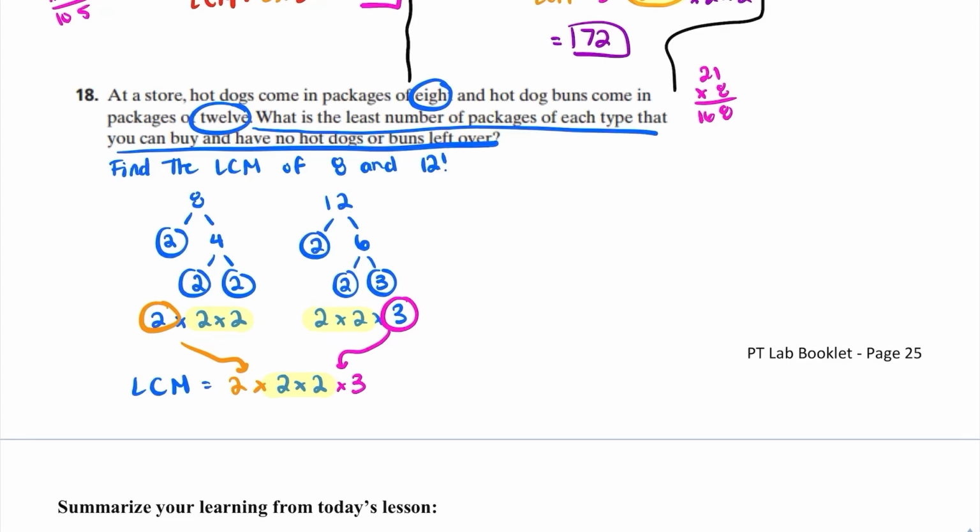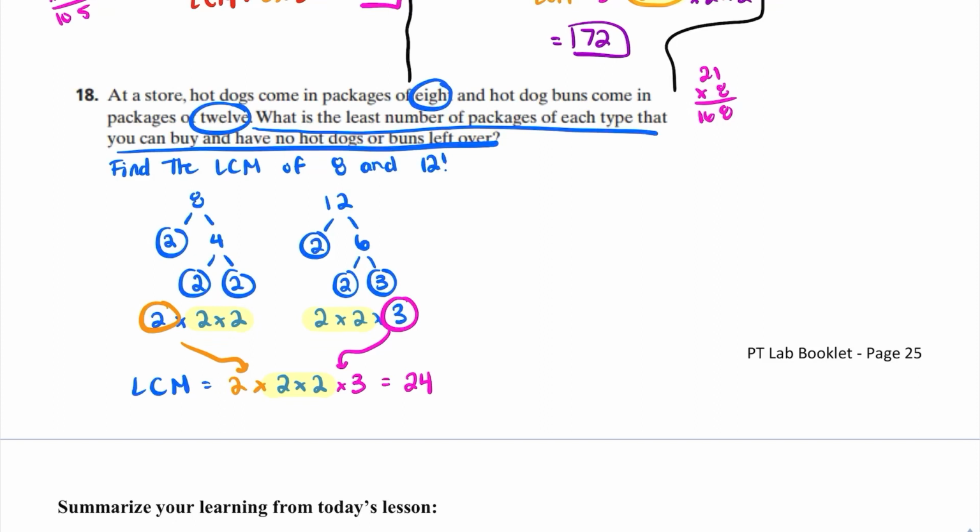2 times 2 times 2 times 3. Well, 2 times 2 is 4, 4 times 2 is 8, 8 times 3 gives me 24. And there we go. But the number 24, I don't think, is a good enough answer. We have to make this answer better.